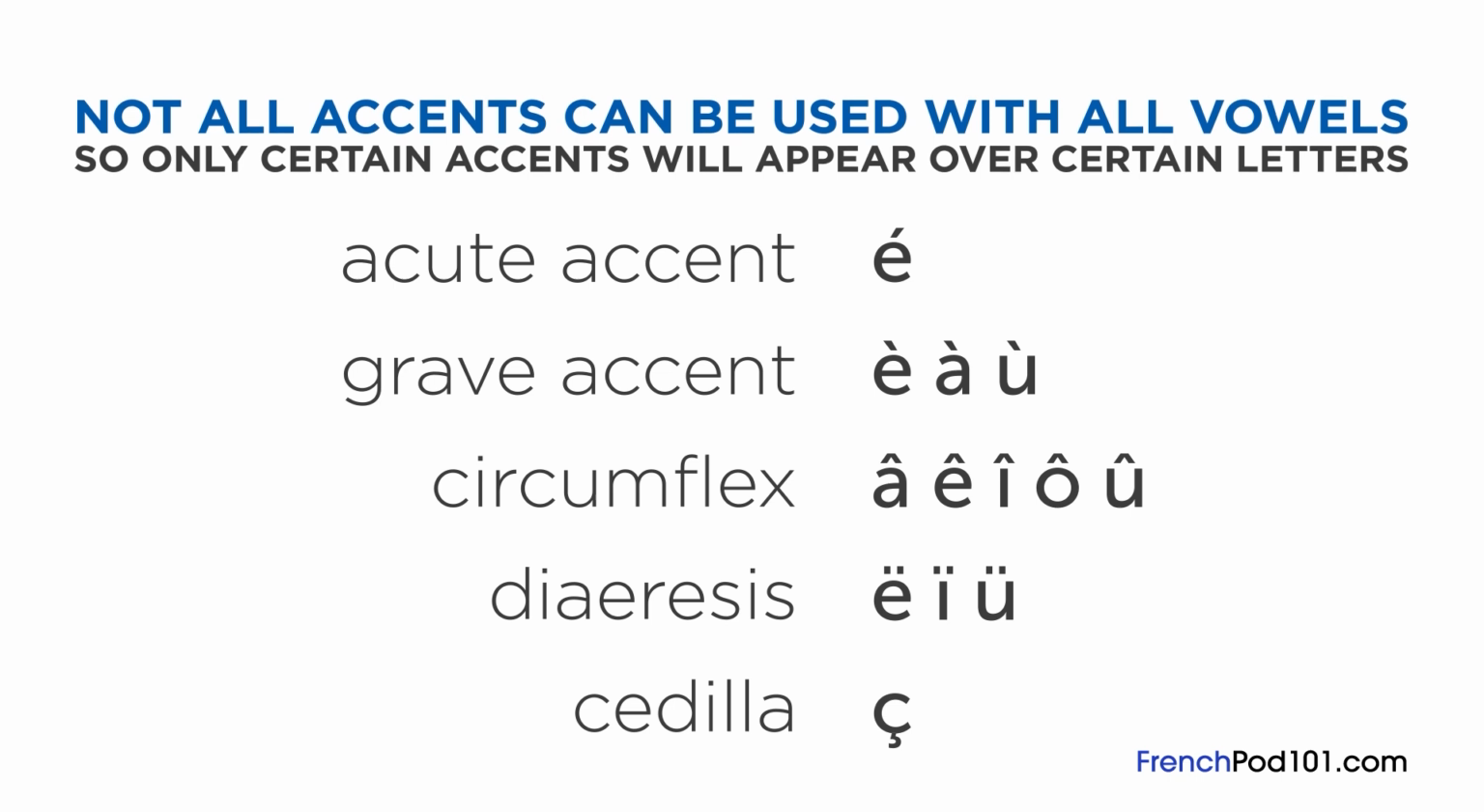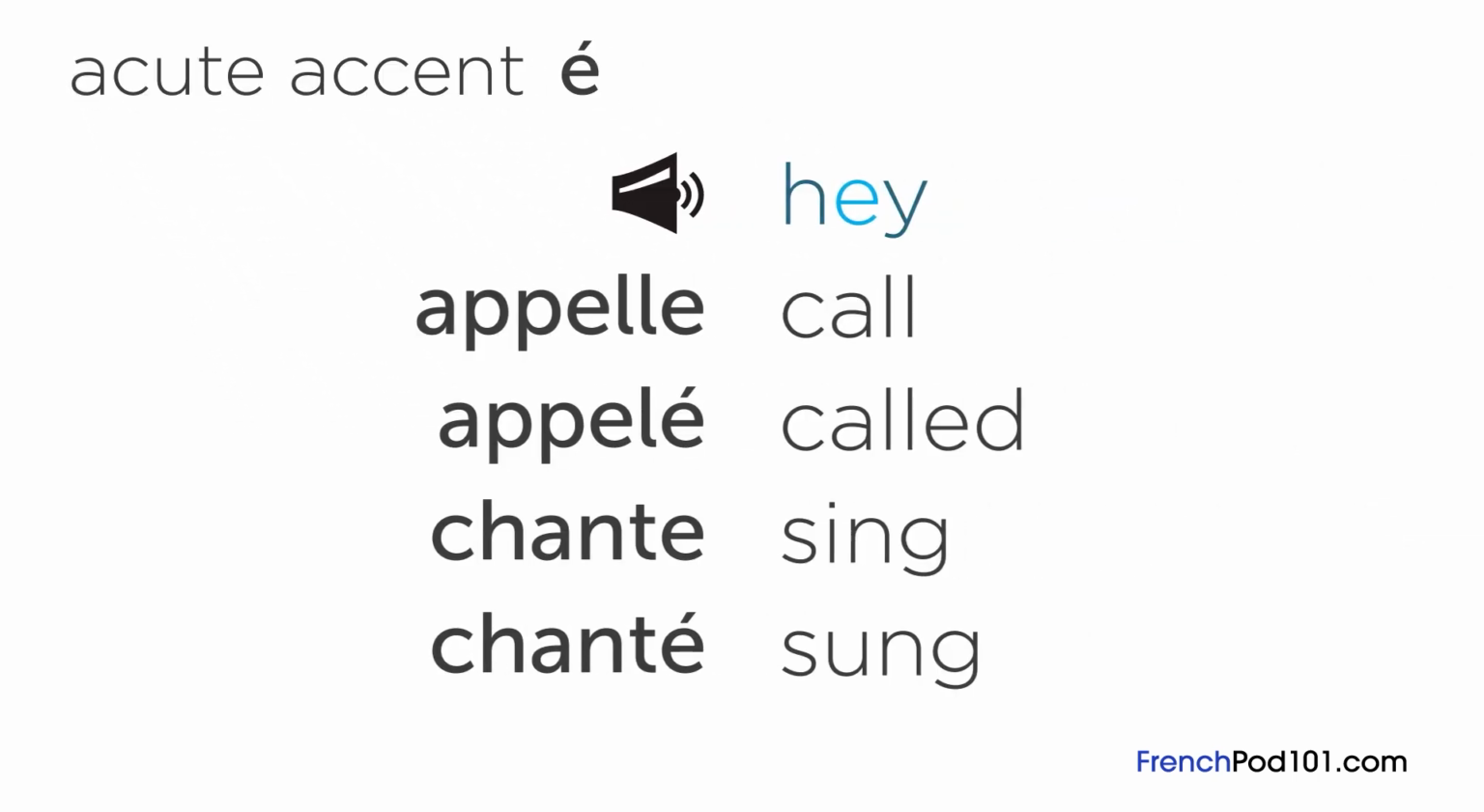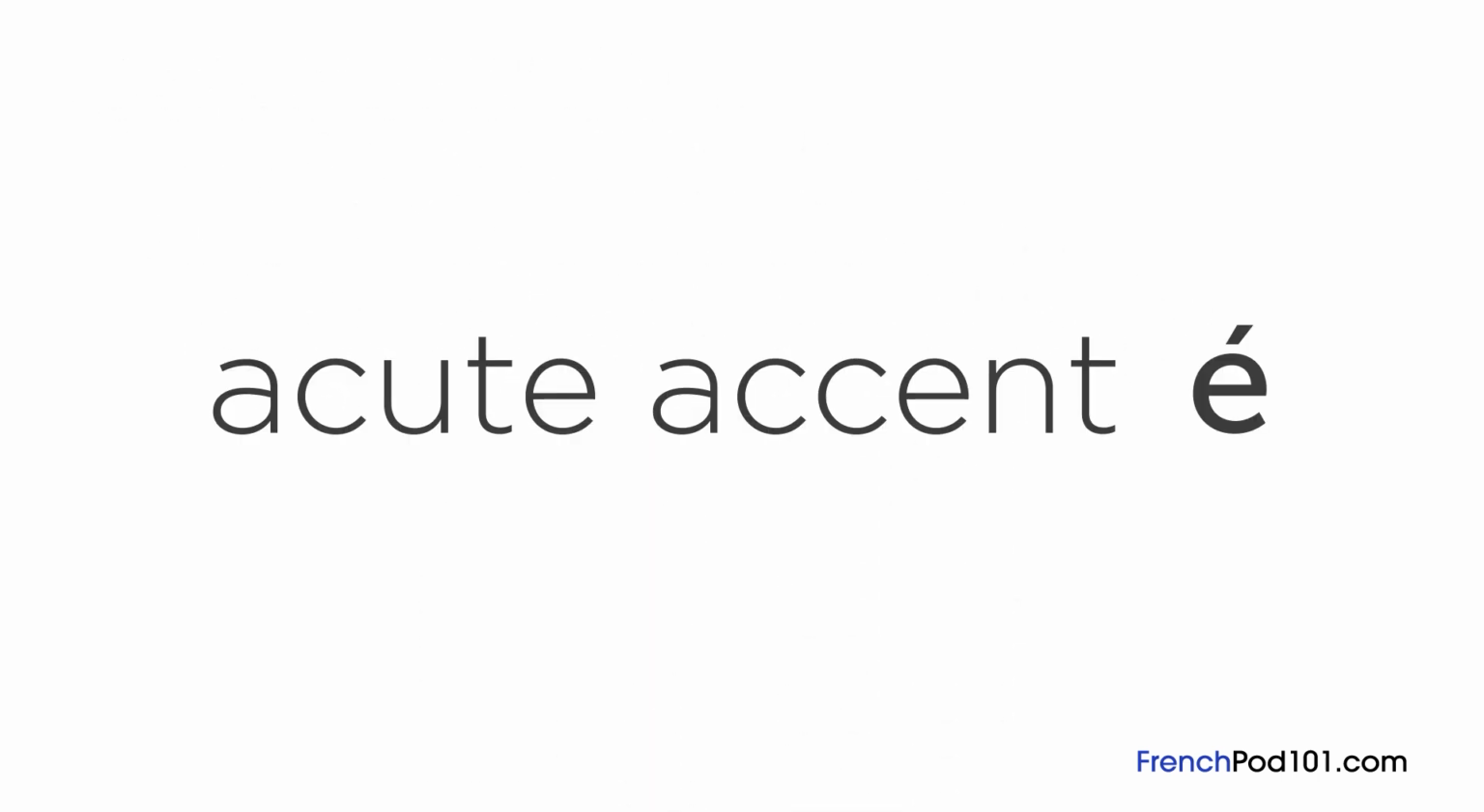Not all accents can be used with all vowels, so only certain accents will appear over certain letters. The acute accent, for example, can only appear over the letter E, é. It looks like a rising diagonal line going from left to right. You'll never see this accent used with any other letter in French. The acute accent indicates that you must pronounce the E as follows: é. It sounds like the E in hey. Appelé, appeler, chanté, chanter. So whenever you see this accent, pronounce the E as follows.